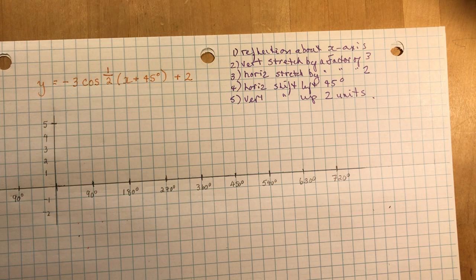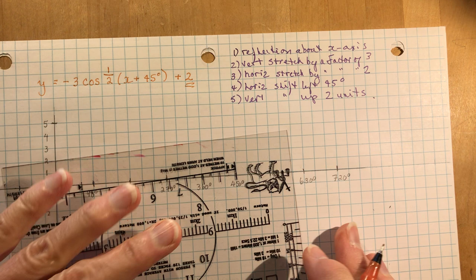We're going to start by finding the axis. So where's the axis? The axis is in bold number right at the very end of your equation. It says plus 2. There's your axis. So you sketch on your axis.